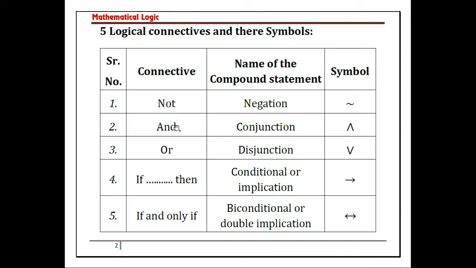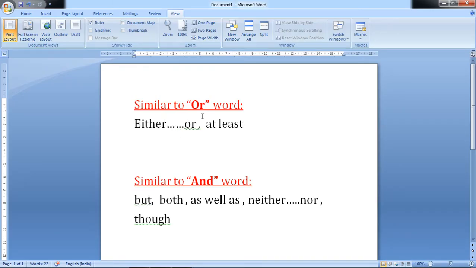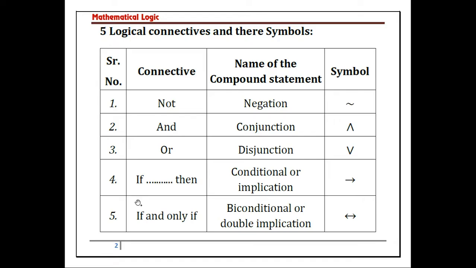Now, for the words and and or, there are some similar words which are given here. Consider this one. If either, or, at least words are used, then these are similar to or words. There are some other words which are similar to and, which are but, both, as well as, neither, nor, though. These are similar to the word and.